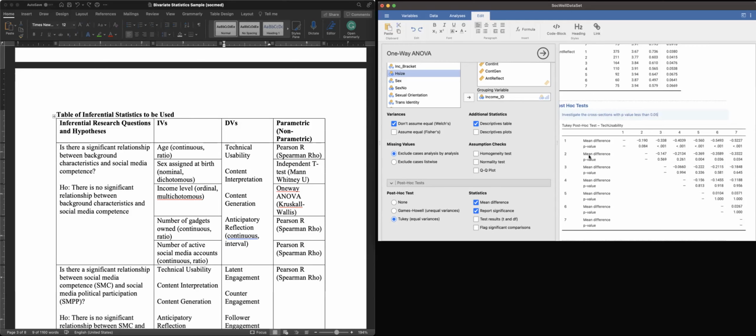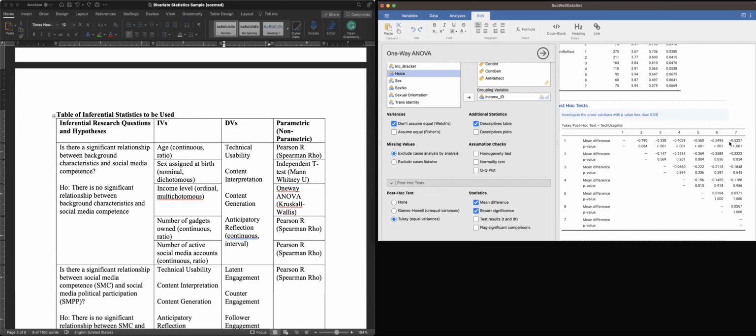So for example, when you investigate group 1 versus group 3, group 1 versus group 4, 5, 6, and 7, all of the p-values are less than 0.001. So that's less than 0.05. It means that there's a significant difference between the poor versus the middle income and high income groups.